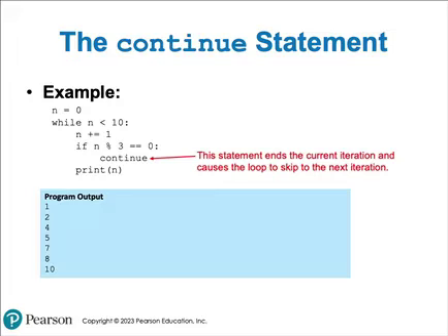Otherwise we print n. So if you think about the mod operator, or look at the output, basically what it's saying is, for the range, print out all my numeric values that are not divisible by 3. That is, if I divide by 3, I get a 0 remainder. So you'll see that it goes 1, 2, 4, 5, 7, 8, 10. So 3, 6, and 9 do not appear in the output.